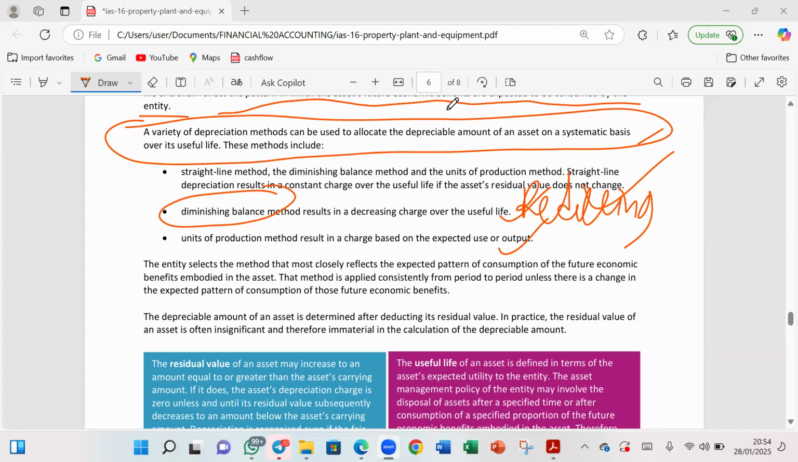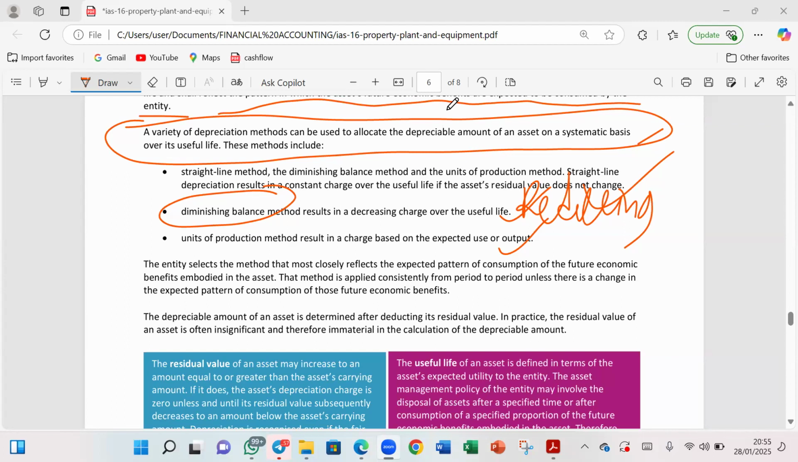Now, let us have the straight-line method. What does the straight-line method say? When you talk about the straight-line method, the depreciation value is constant from one period to another. That's what you need to know. So we can say, under the straight-line method, the depreciable amount is the same throughout the useful life of the machine.